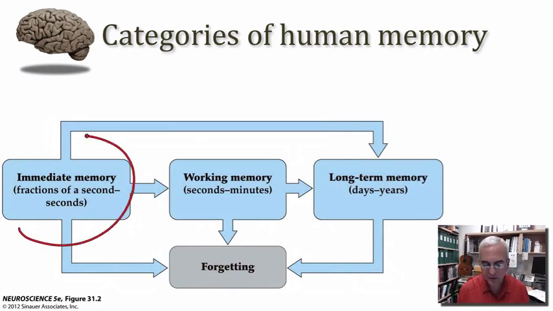There's a sense of memory that's immediate, and this is memory for the previous few moments that are essential for maintaining consciousness, conscious awareness, conscious deliberations, cogent thought. So this is a form of memory that most likely reflects ongoing recurrent processing throughout cortical networks.